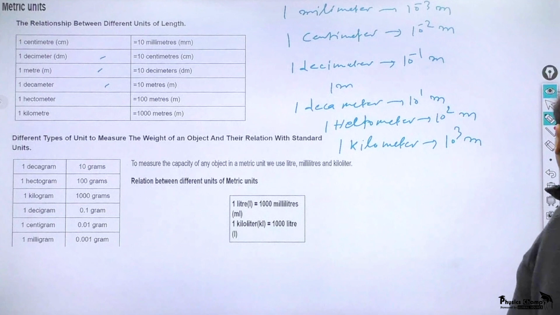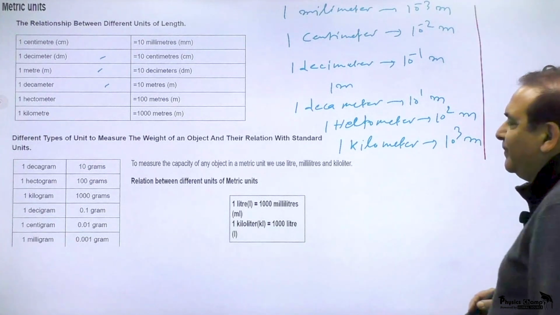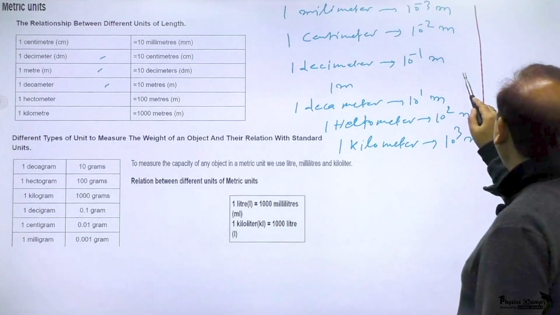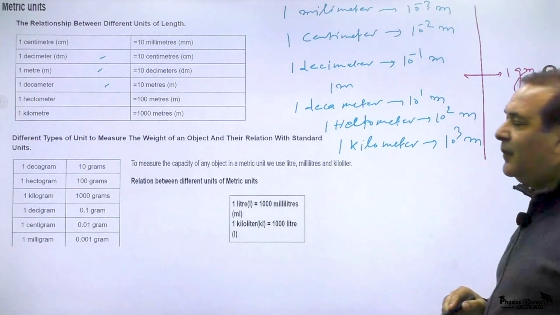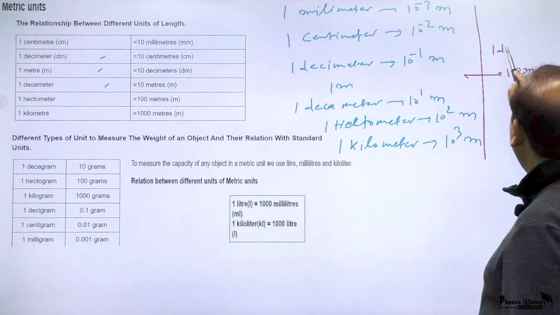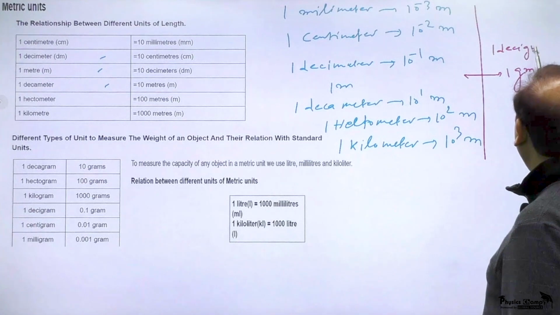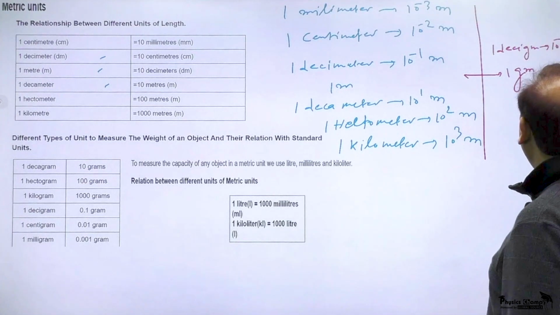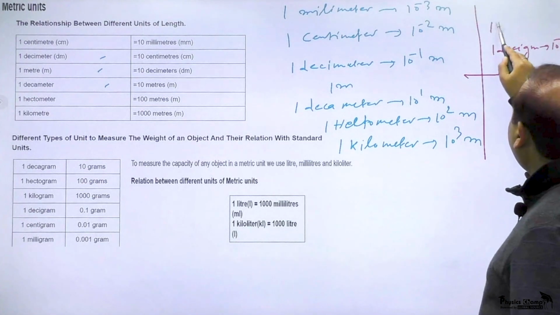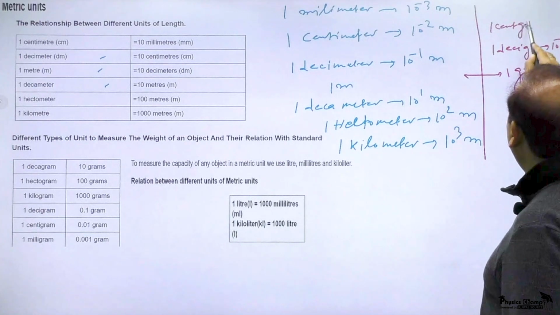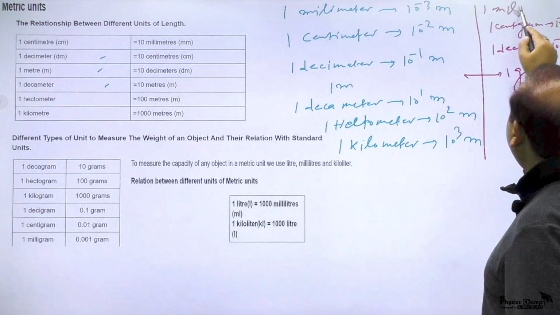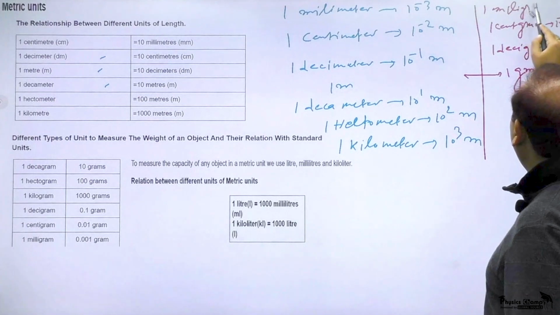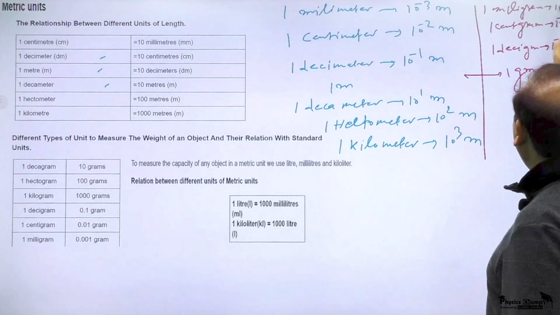Similarly, talk in mass. There is 1 gram at the center. 1 decigram, 10 to the power minus 1 gram. 1 centigram, 10 to the power minus 2 gram. 1 milligram, 10 to the power minus 3 gram.